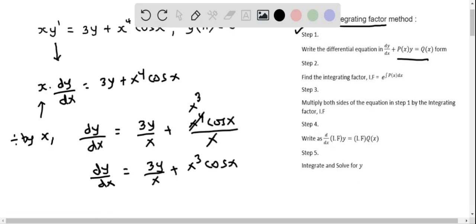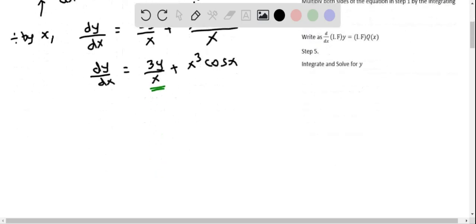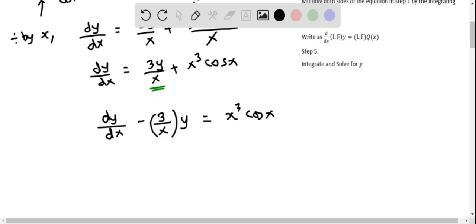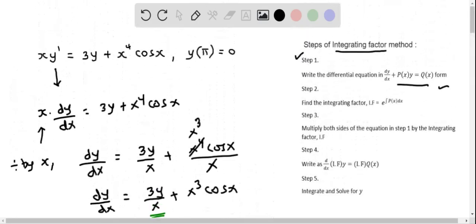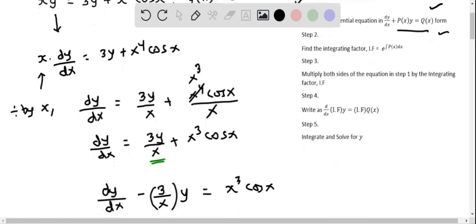And to bring it into this form, I'm going to subtract this term, that is 3y by x, on both sides. So when I do that, I'll be getting dy by dx minus 3y by x. I'm going to write down this as 3 by x times y, and this equals x cube cos x. So now we have successfully written the given differential equation into this form, where p of x and q of x are functions of x.